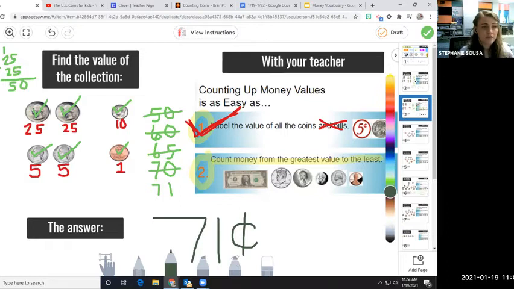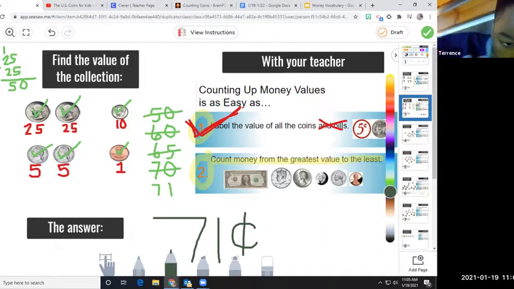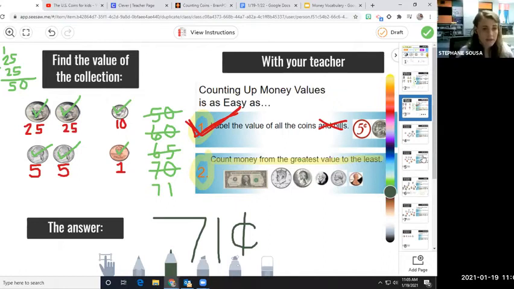Yes, Terrence. So how do we know whether it's $1 or not? So $1 is going to be greater than or equal to 100 cents. Okay, so $1 is going to be larger than 100. So 101, 102, 147, 362, it's going to be greater than 100 cents. Okay, great question.